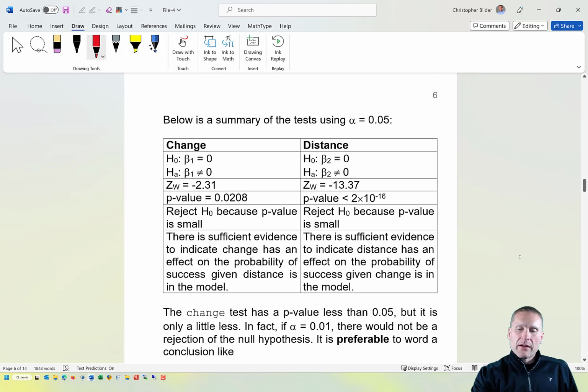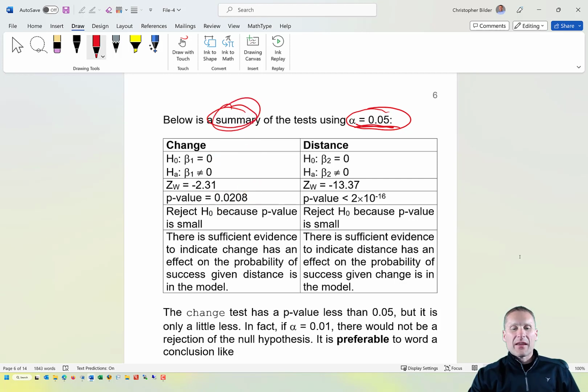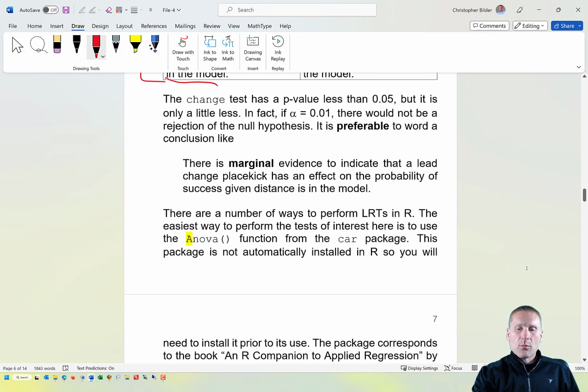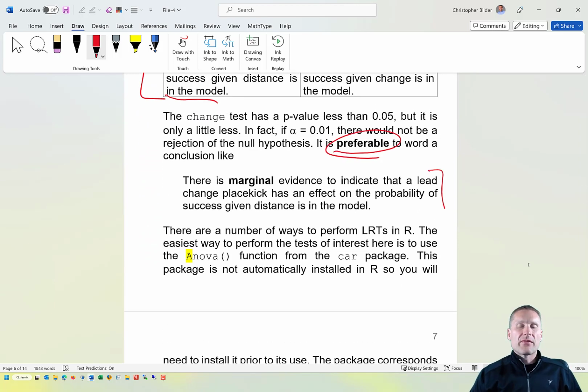More formally, if we work with alpha 0.05, here are the corresponding steps one would take to do the hypothesis test. With a strict alpha 0.05, the p-value is less than 0.05, so we would reject H0 there. Now, I would prefer not to formally say that there is sufficient evidence to indicate change has an effect on the probability of success given that distance is in the model, because notice if I use alpha 0.01, I would reach a different conclusion. So rather, whenever you have a p-value that's small but not quite so small, it is preferable to word it something like this, as I did originally, that there's marginal evidence to indicate that the variable is important.